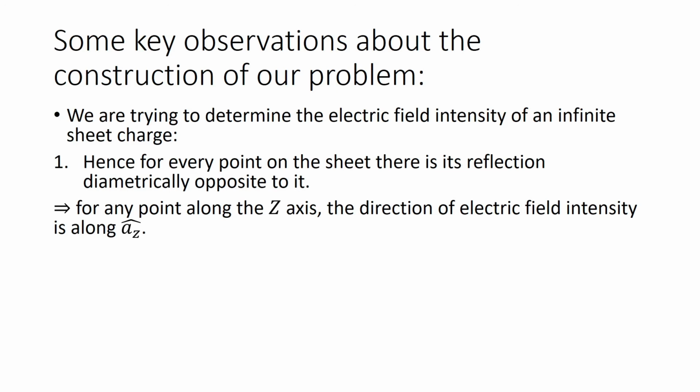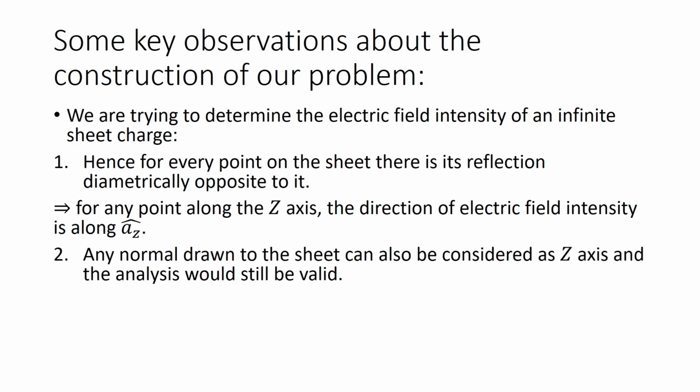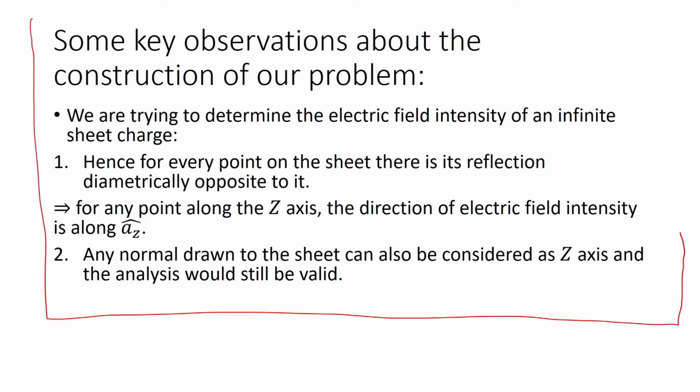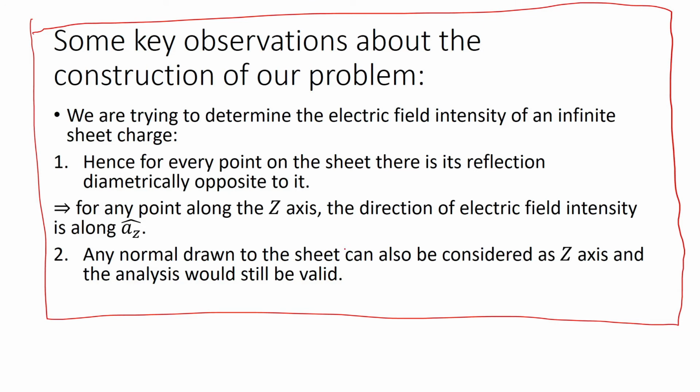Now the second observation I make, an interesting observation, is that any normal drawn to the sheet can be considered as z-axis. To discuss that, let us not use the cylindrical coordinate system. Instead, let us discuss in Cartesian coordinate system. Imagine that this entire thing is in Cartesian coordinate plane. That is z equals to constant plane. And you can draw normals everywhere, right? These are all normals.